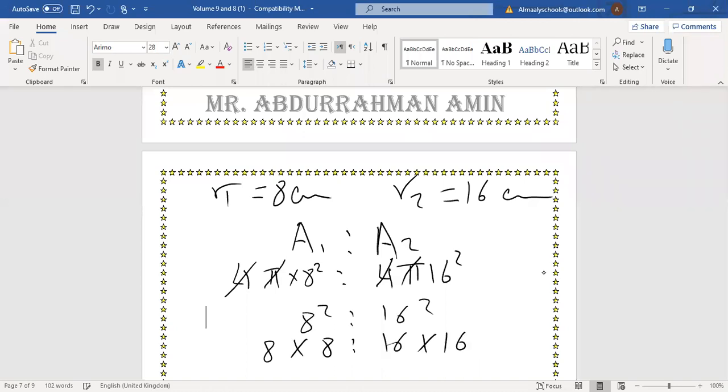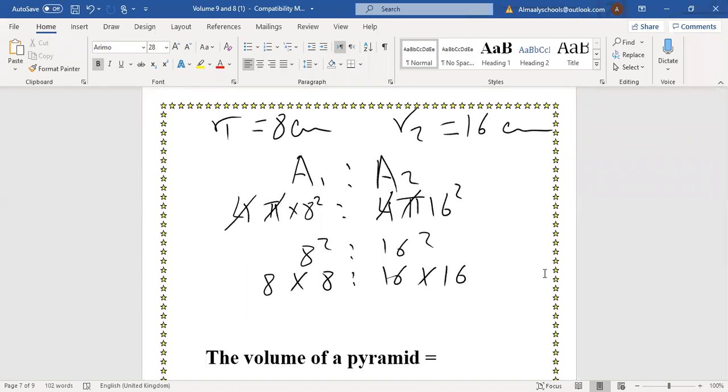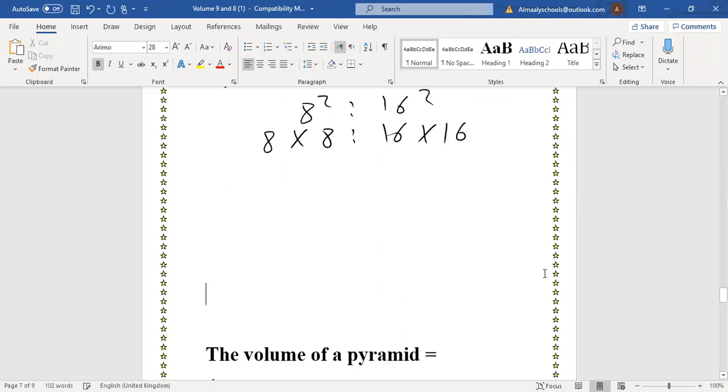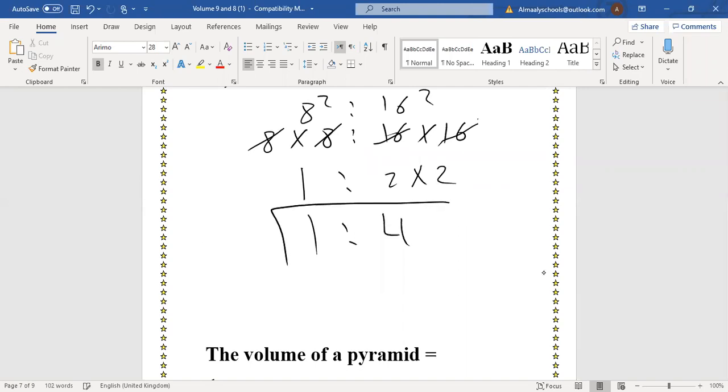16 squared equals 16 multiplied by 16. That's right. You will divide by 8 equals 1, divide by 8 equals 2. You can use your calculator, no problem. So it's 1 to 4. The ratio between the two areas equals 1 to 4.